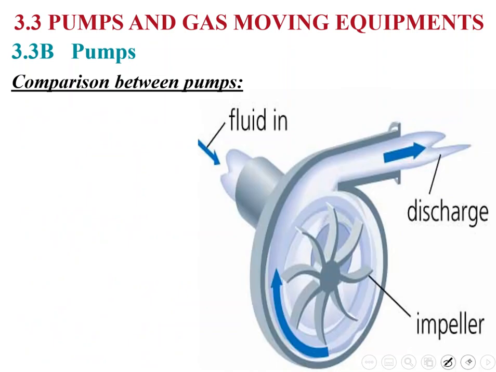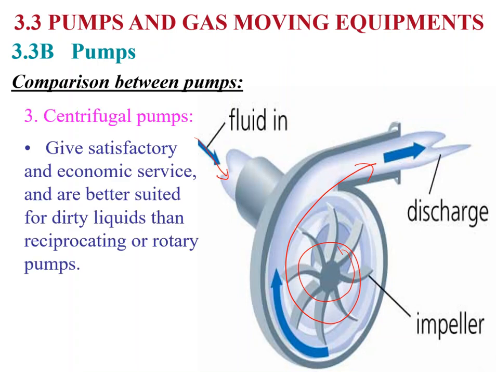Now, this is the second type, which is the centrifugal pump. As you can see, the fluid comes here, and then once it comes from the eye, it gets thrown away by the centrifugal force. What is special about it? So for centrifugal pumps, usually they give satisfactory and economic service, and they are better suited for dirty liquids than reciprocating or rotary pumps. Why is that? Why are they better suited for dirty liquids?